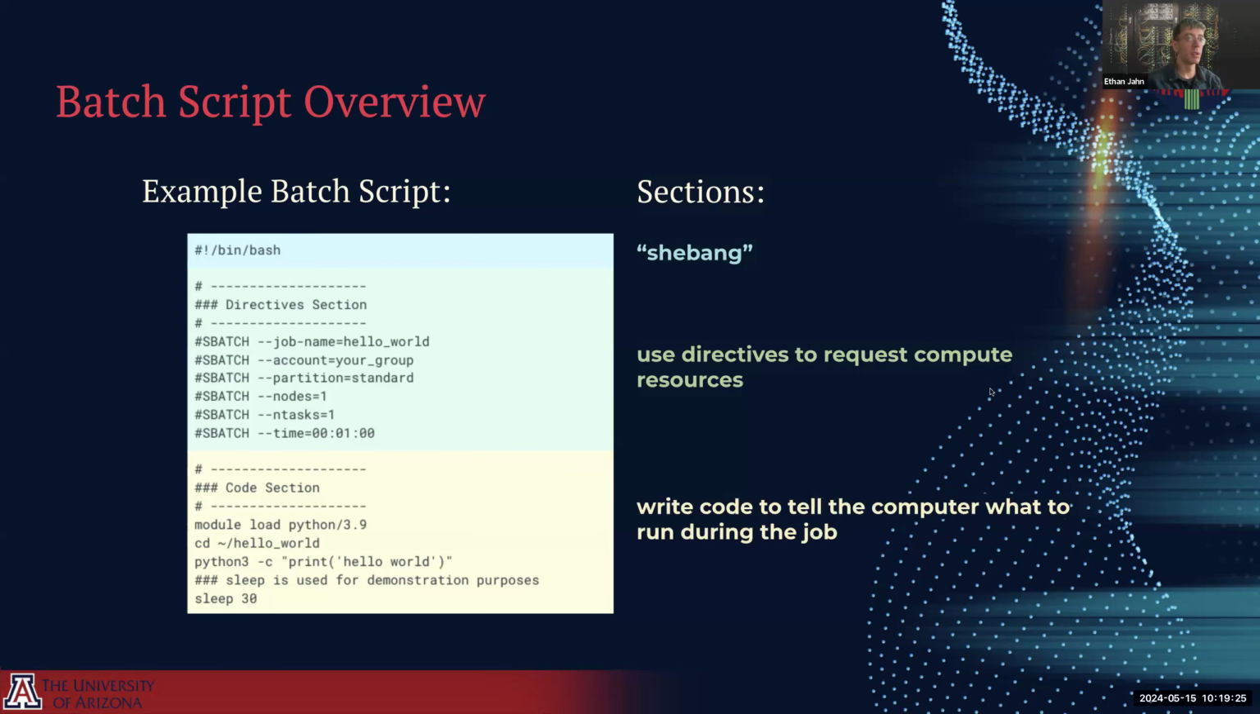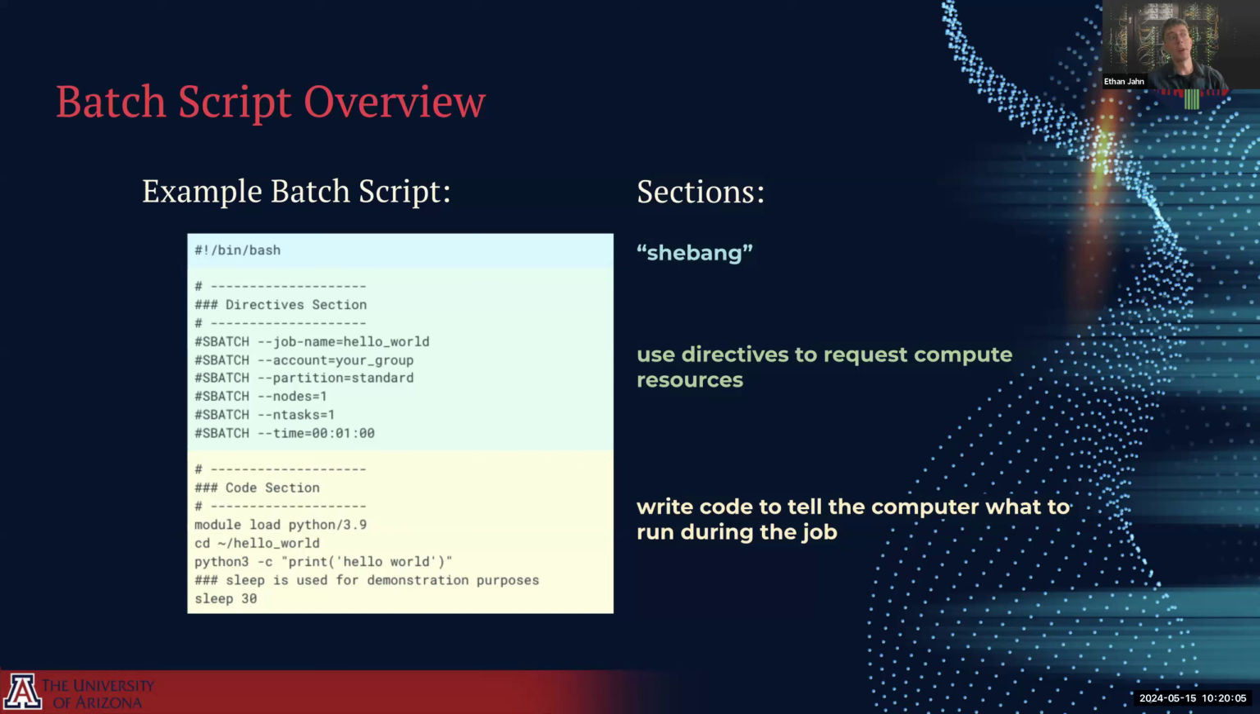And then lastly, down here, we have the code section that tells the computer what to do during the job. The first thing that you see there is module load python/3.9. If you do need to load any software, you'll probably want to do that at the top of your code section. You can put in any bash commands that you like. If I want to change directory, I can do that with the cd command. And then I can execute my Python by typing python3 and the command that I want. And here, that sleep is just used for demonstration purposes. So this is an example of a batch script.